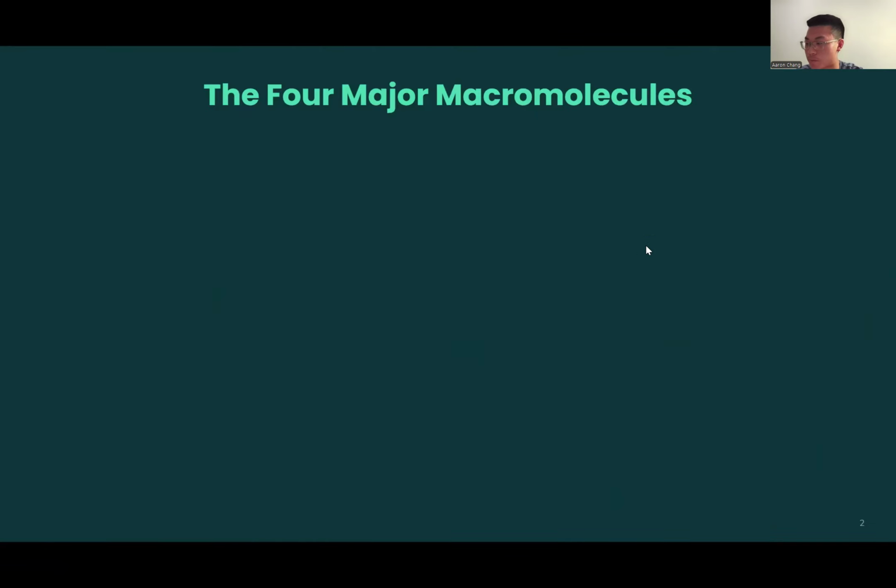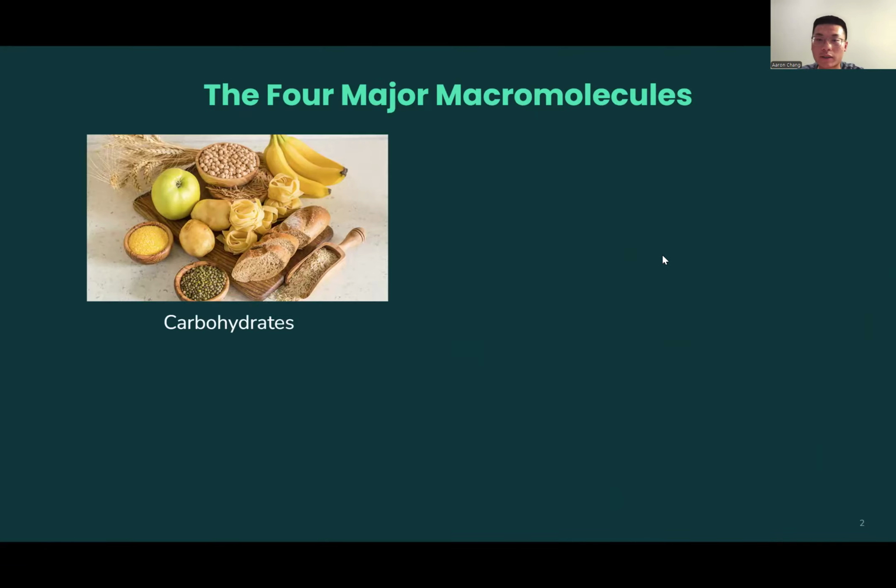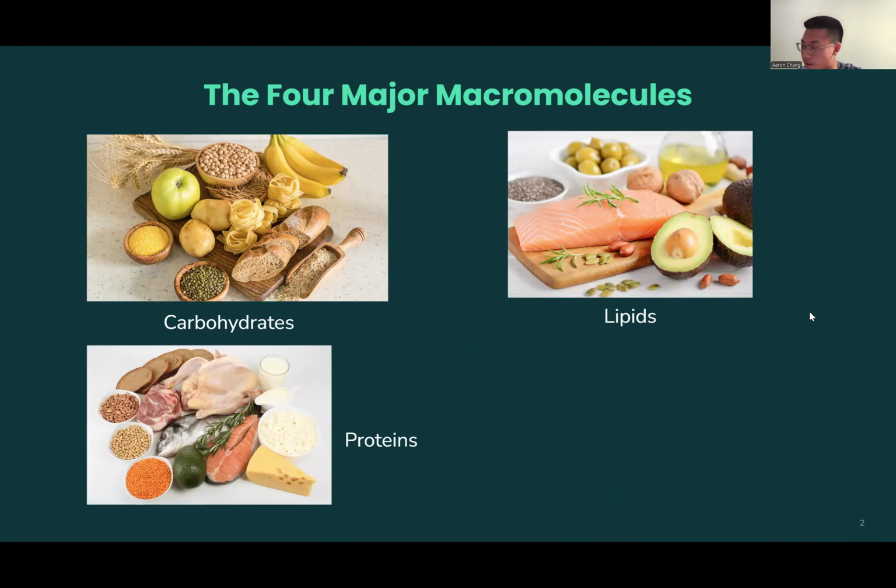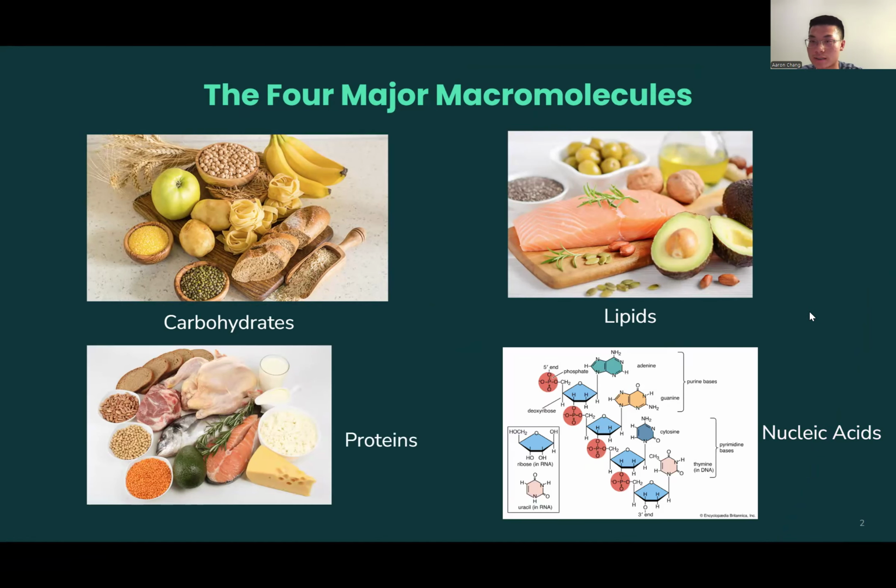There are four major types of molecules, and these are the carbohydrates, the lipids, the proteins, and the nucleic acids. Although each class contains diverse molecules, they are united under a single structural or functional definition.